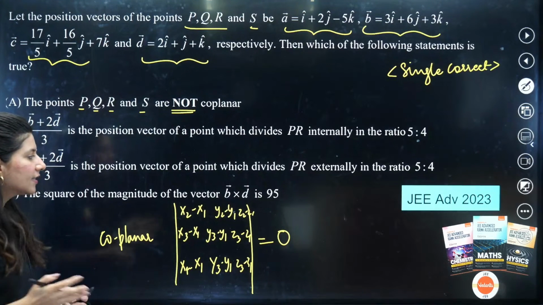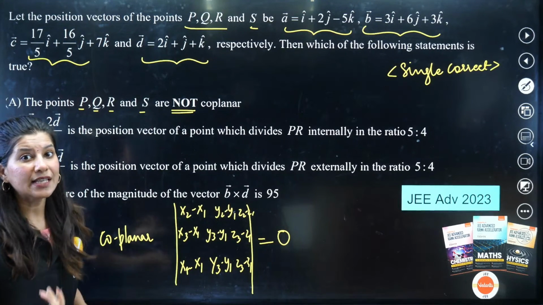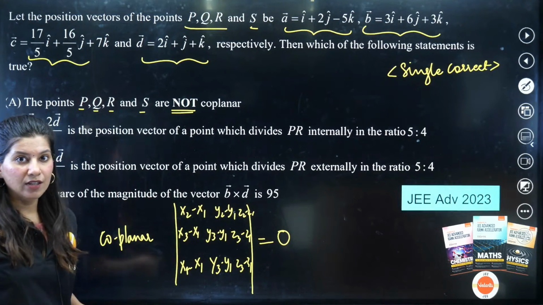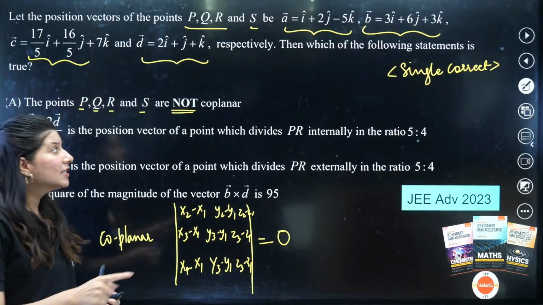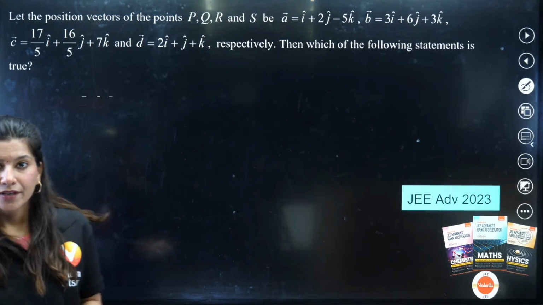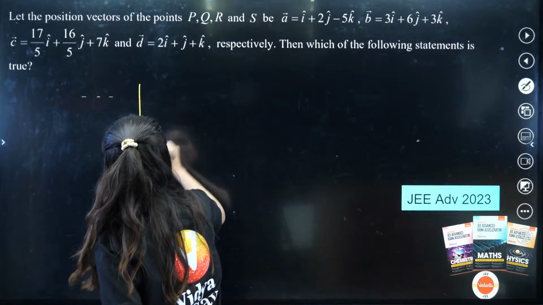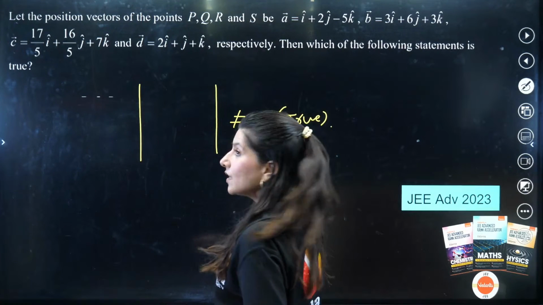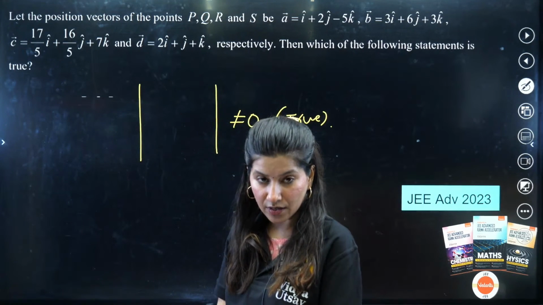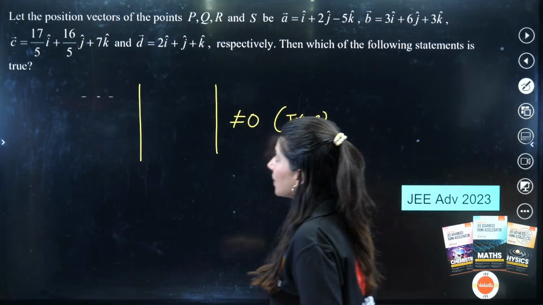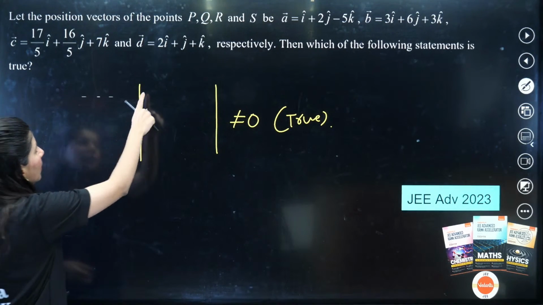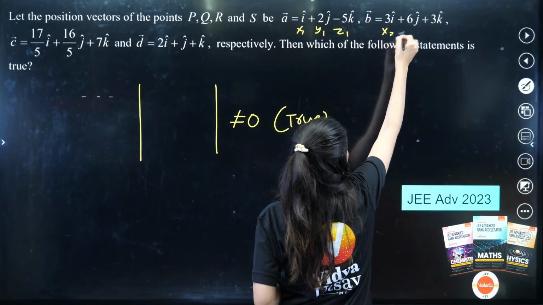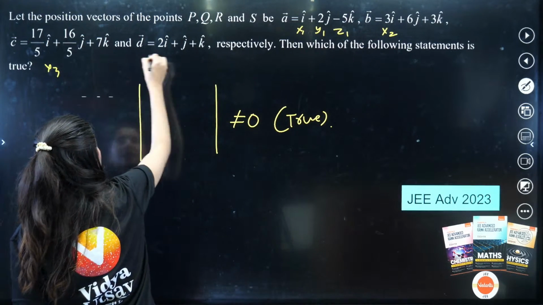If this determinant is 0, then the points are coplanar. But if the determinant is non-zero, then points will be non-coplanar. So if the determinant is non-zero, then option A will be true. If it is non-zero, we'll tick the option A. Please make things very clear in your head. It might be a little bit confusing for some people. Now x2 minus x1, so this is x1, y1, z1, this is x2, y2, z2 and so on, x3, y3, z3, x4, y4.